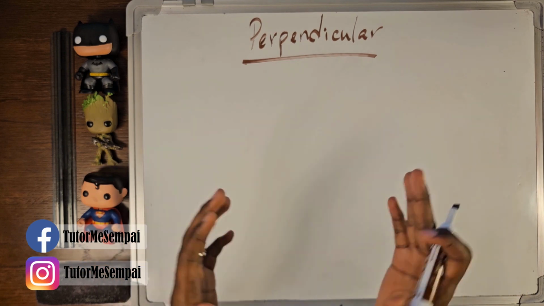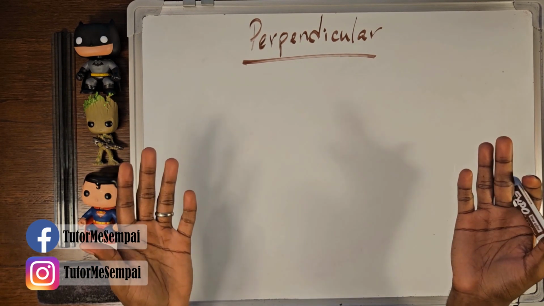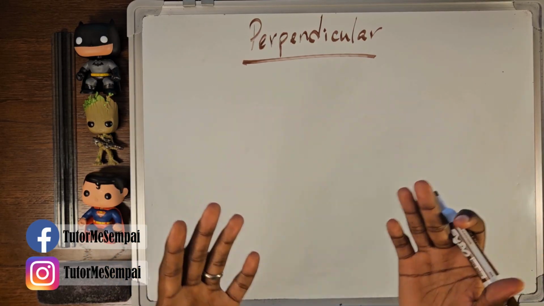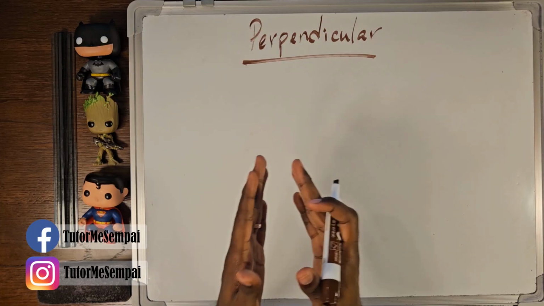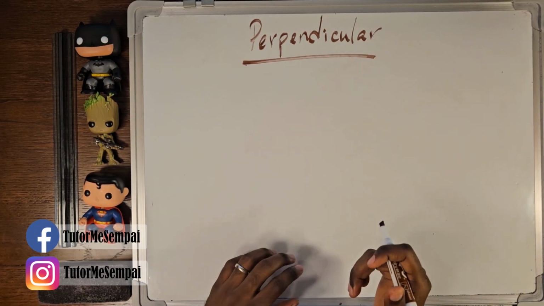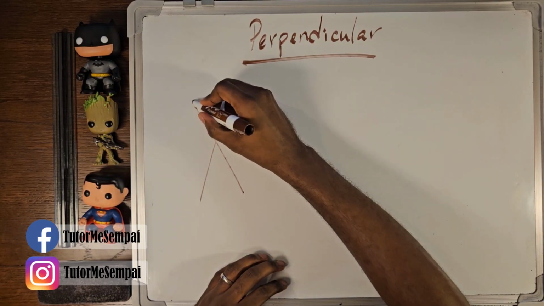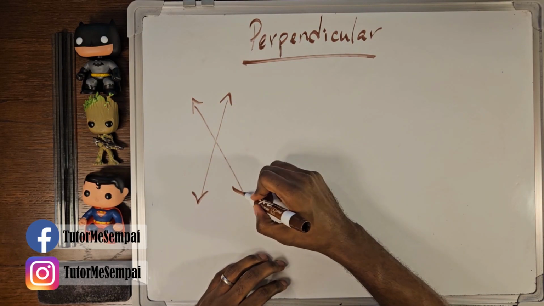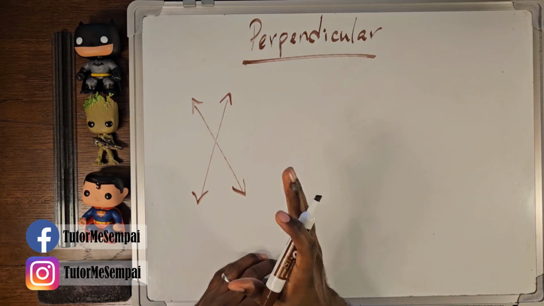And that's because all perpendicular lines have to touch. Therefore, they're going to be intersecting lines. That doesn't mean that all intersecting lines are going to be perpendicular lines. And you'll see why. This right here is an intersecting pair of lines. However, this is not perpendicular.